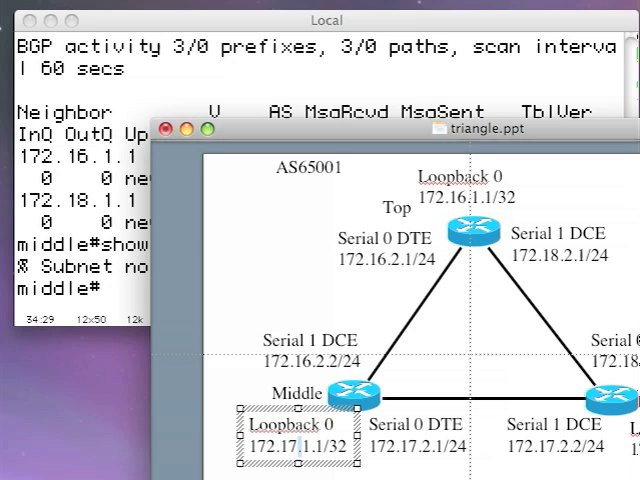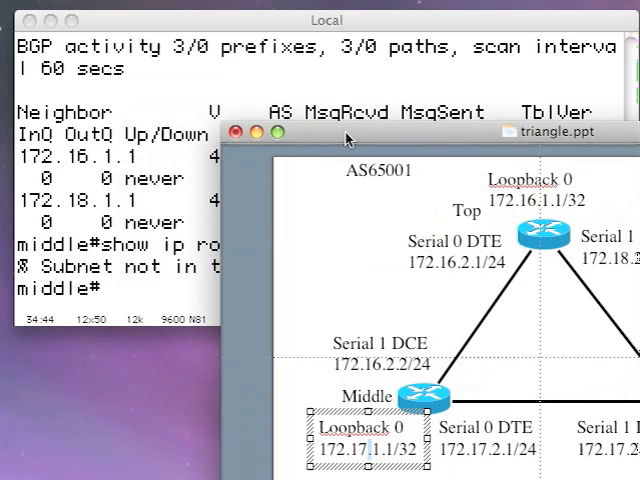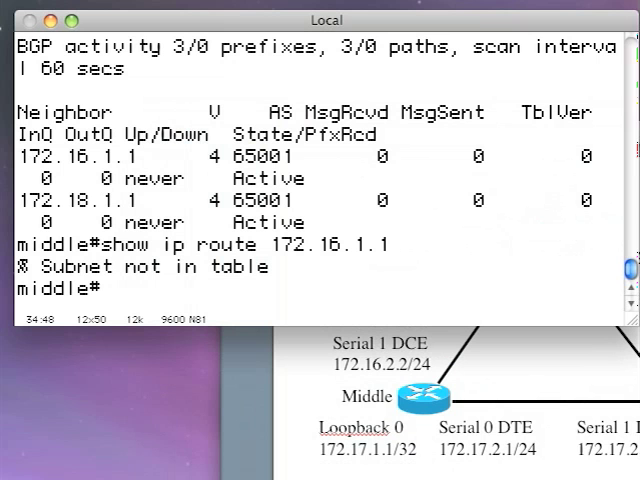BGP is designed to share routing protocol information between autonomous systems. Within an autonomous system, you need to use something else, a routing protocol designed for it. So in this case, in order to get iBGP to work inside our autonomous system, we need to actually fire up OSPF. Or we could pick another routing protocol.